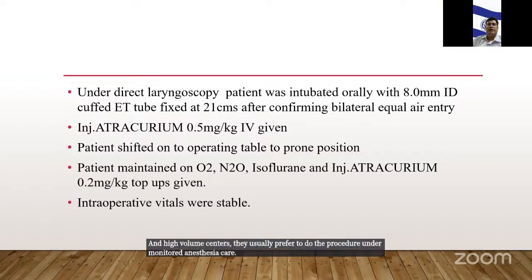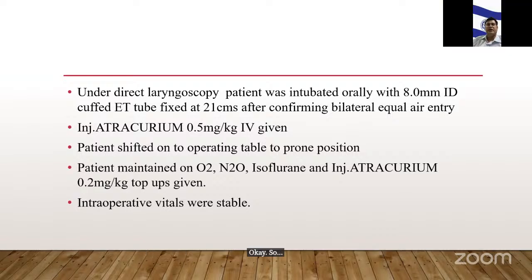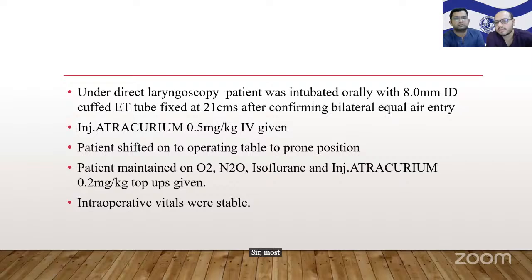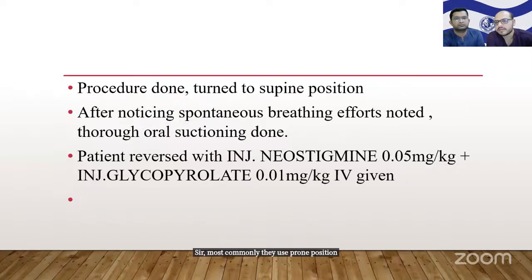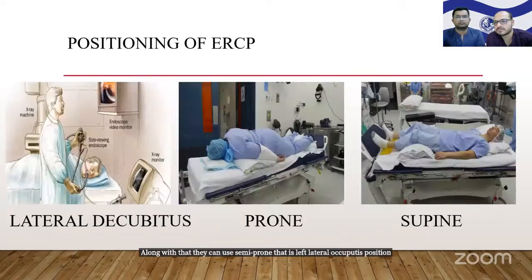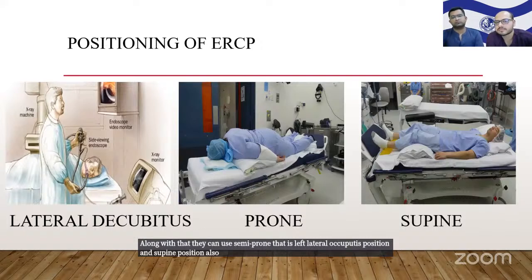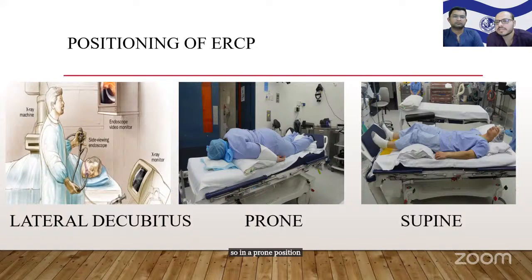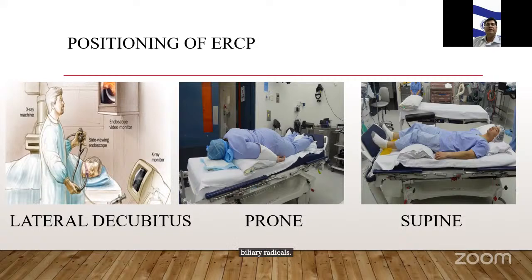Okay. So what positions are very important for this? What position is preferred by the gastroenterologist? Sir, most commonly they use the prone position. Along with that, they can use semi-prone, that is left lateral decubitus position, and supine position also, sometimes. Okay, tell me about the advantage of prone position. In prone position, there is easy visualization of the biliary radicals. Cannulation, easy cannulation, you are saying.